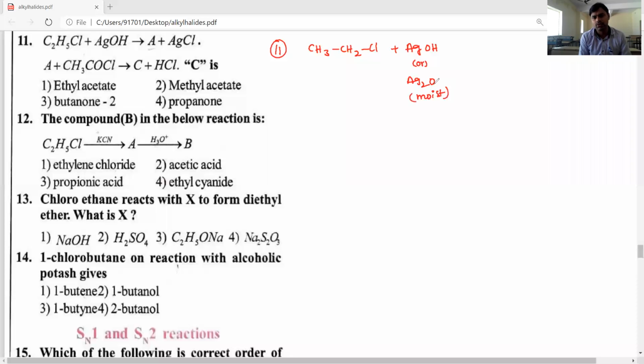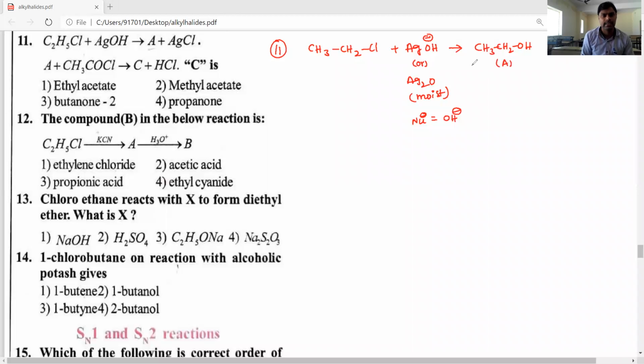Moist silver oxide is converted into AgOH. Then in that AgOH, the OH minus ion is the nucleophile. So here the nucleophile is OH minus ion. So what is the product? A is CH3CH2OH, ethyl alcohol. A is ethyl alcohol.